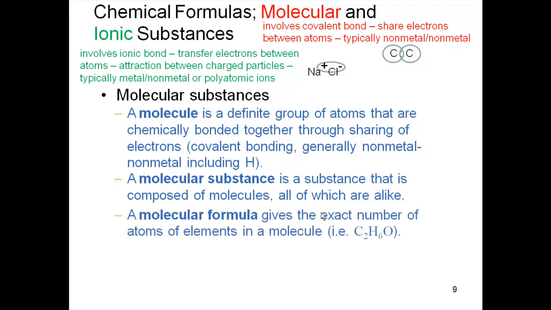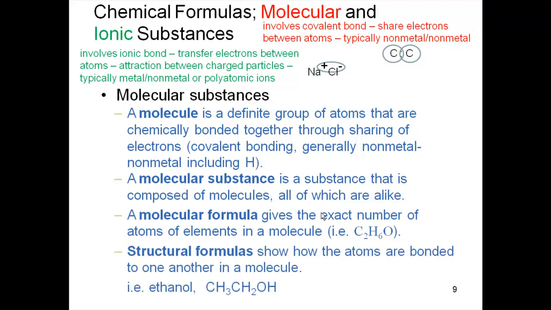A molecular formula gives you the exact number of atoms of each element in a molecule. In this case, C2H6O tells me the atoms involved in that molecule of ethanol. We refer to that as a molecular formula when we're talking about covalently bonded species. However, there is another type of formula that we tend to use, called the structural formula. This shows how the atoms are bonded to one another in a molecule. It gives us more information. In Gen Chem, we tend to use molecular formulas. When you get to organic chemistry, there will be more structural formulas, so you have to be familiar with them.